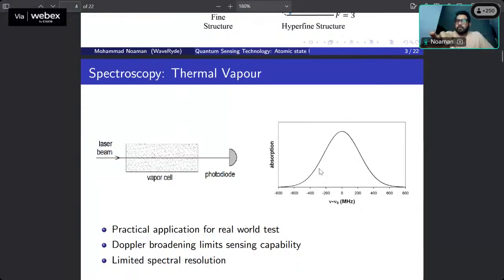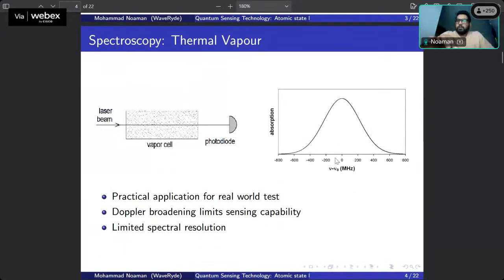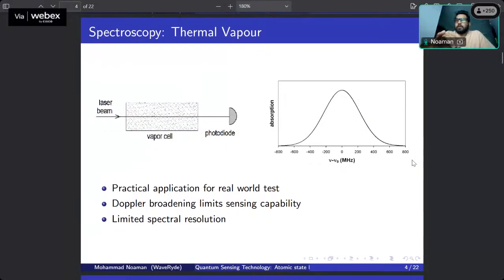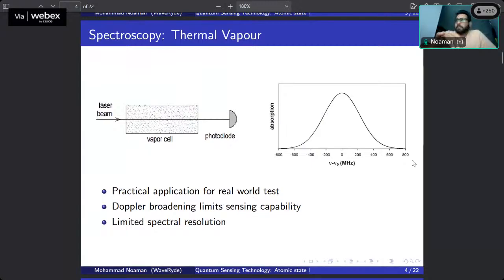But the absorption line is very broad. You see the scale? The width is about 400 megahertz. So it's considered very, very broad in the domain of atomic physics. 400 megahertz will give you basically nothing.